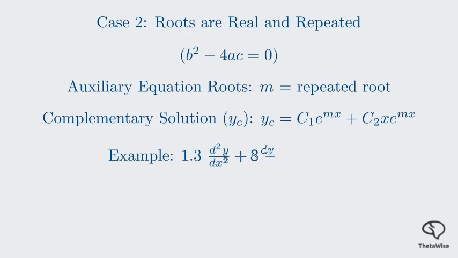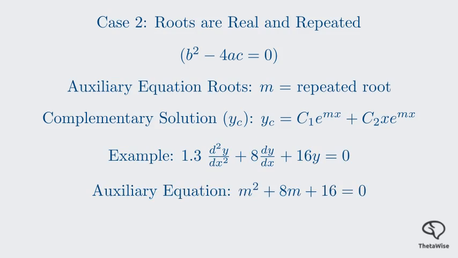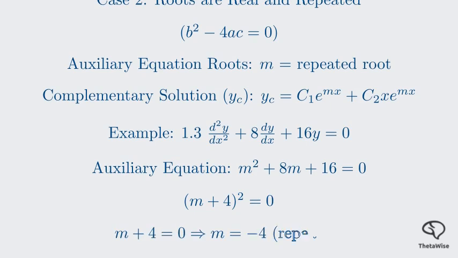Consider problem 1.3. d²y/dx² + 8 dy/dx + 16y = 0. As always, our first step is the auxiliary equation. Replacing the derivatives, we get m² + 8m + 16 = 0. This quadratic equation is a perfect square. It factors nicely into (m + 4)² = 0. Setting this to 0 gives us our root. We find a single root, m equals -4. Because of the exponent of 2, we know this root is repeated.